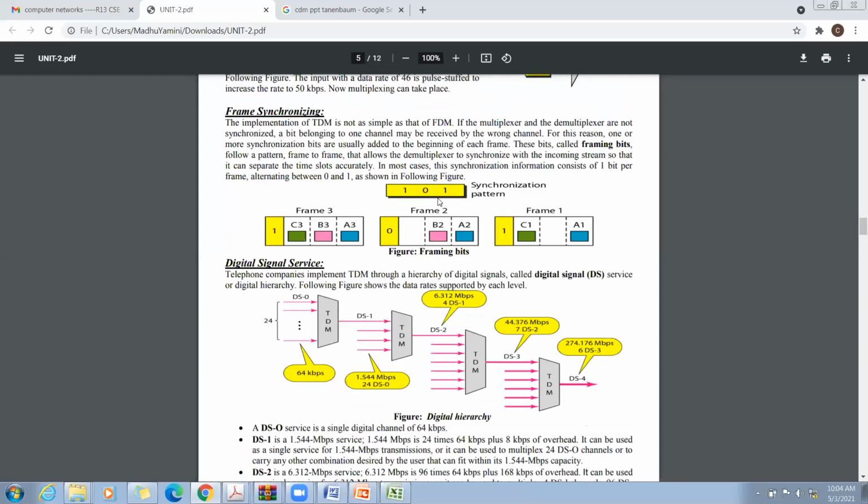In tomorrow's class, we'll discuss code division multiplexing. And I will give you an overview of the second unit, and we are going to complete the second unit in tomorrow's class.